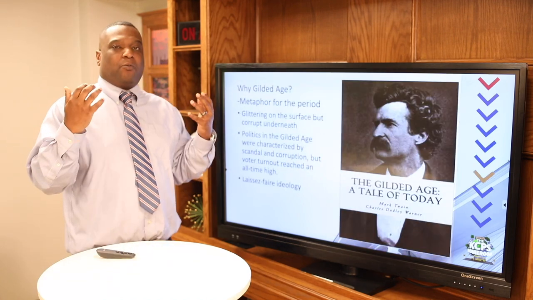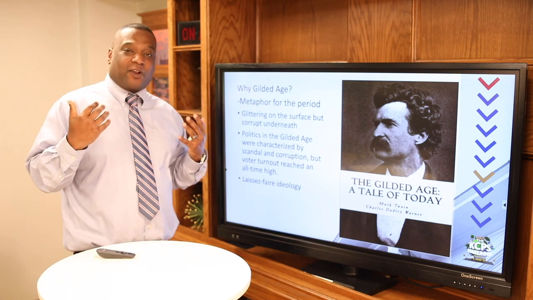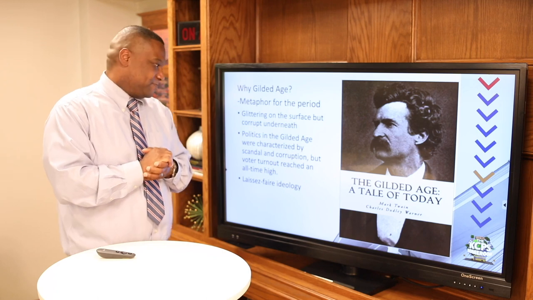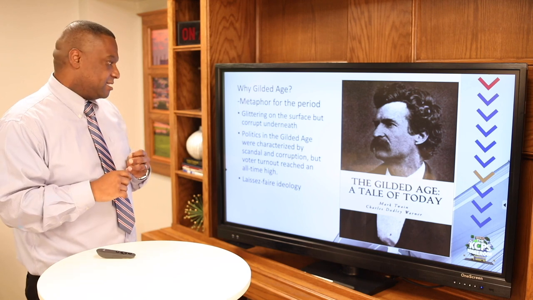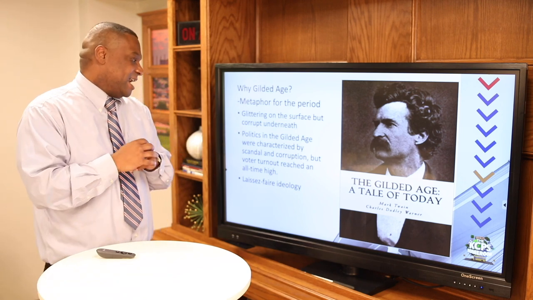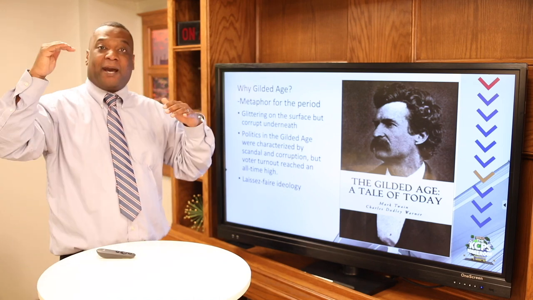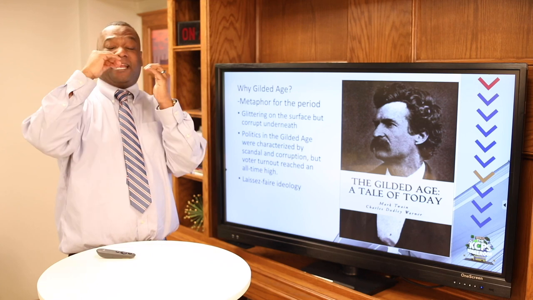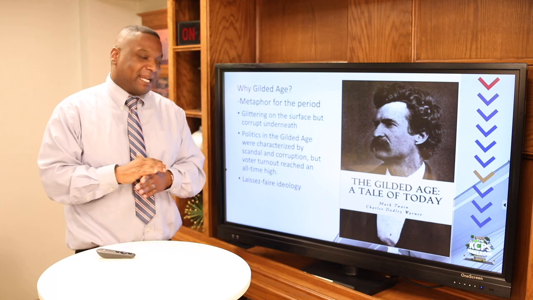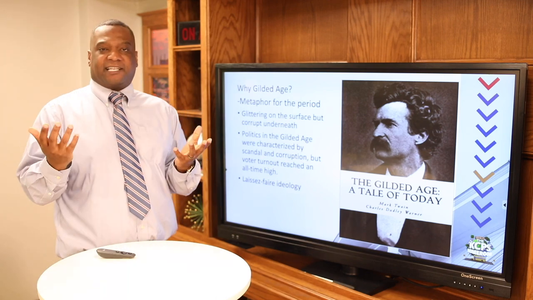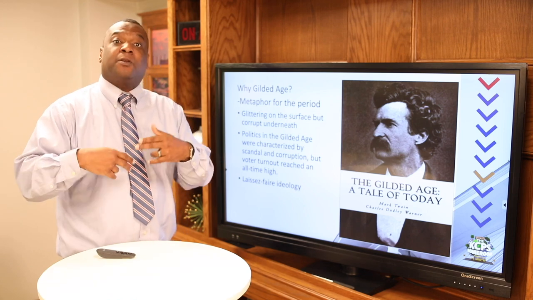So, why do they call it the Gilded Age? Basically, it was a metaphor for the period. Our own Mark Twain, basically from here in Missouri, coined the phrase. It was glittering on the surface, but corrupt underneath. The politics of the Gilded Age was characterized by scandal and corruption. But voter turnout reached an all-time high. We're talking about something like 80% of people voting during this time frame. Then you have this period represented by laissez-faire ideology. What does laissez-faire mean? You remember, that's no government intervention or no government regulation. We talked about that term early in the year, right?